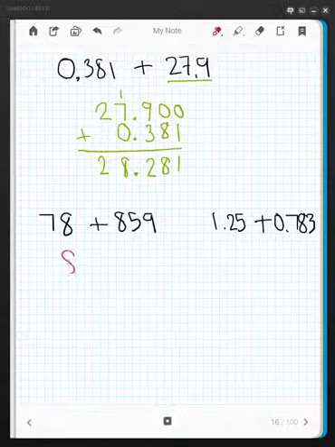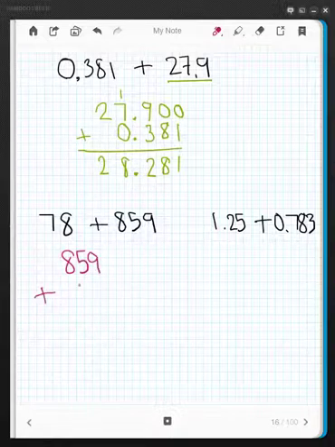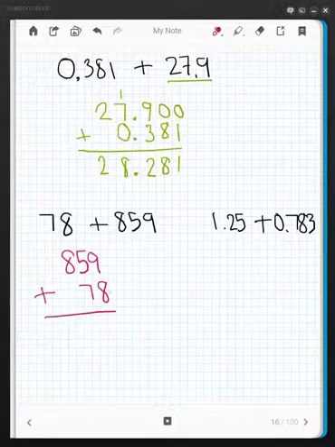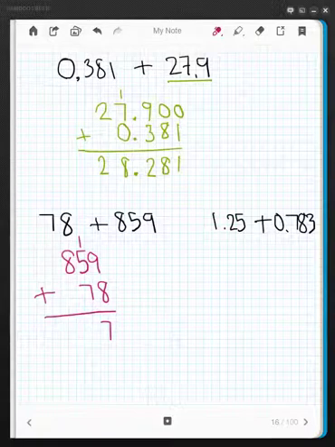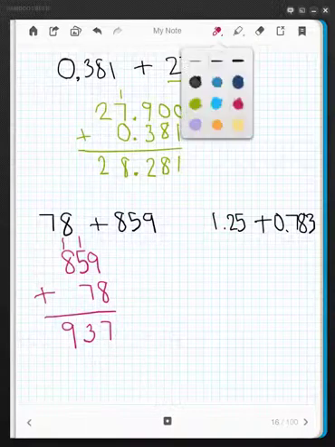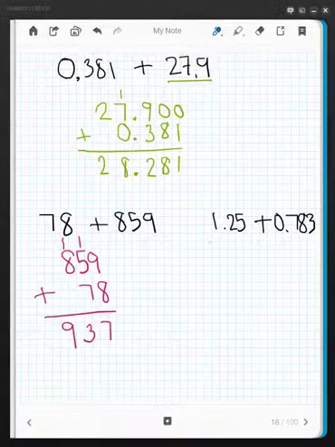All right, so I'm going to start with the bigger number, 859, plus 78, and the ones line up, the tens line up. 9 plus 8 is 17, and then the 1 in the 17 carries over into the tens. 1 plus 5 is 6, plus 7 is 13. So the tens place carries over into the hundreds. 1 plus 8 is 9. And there's our answer, 937.